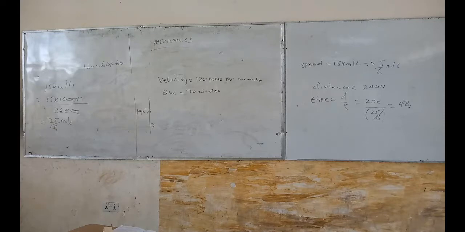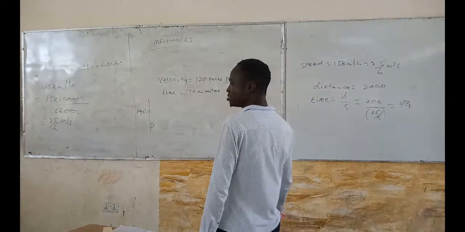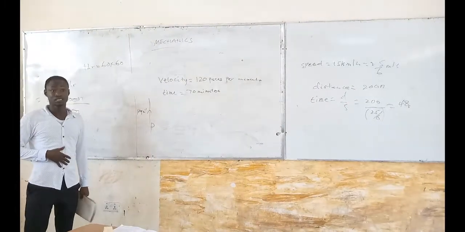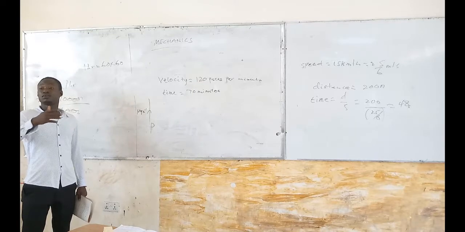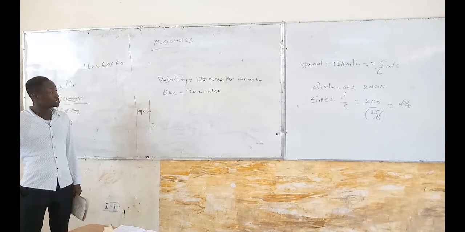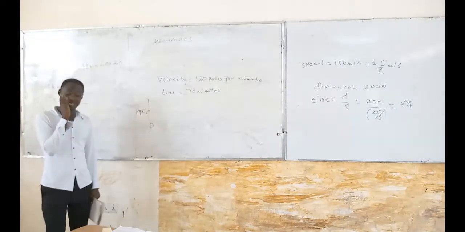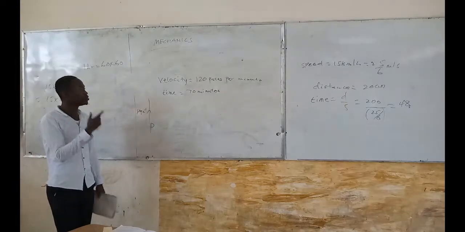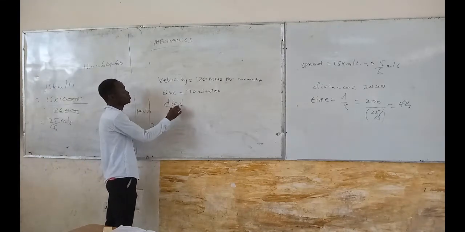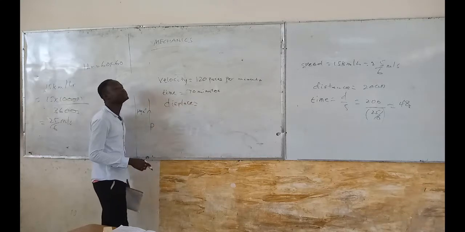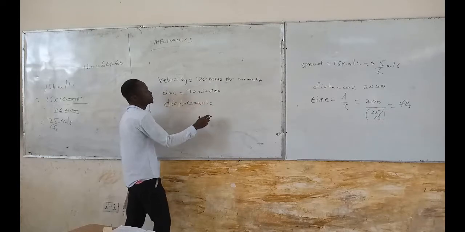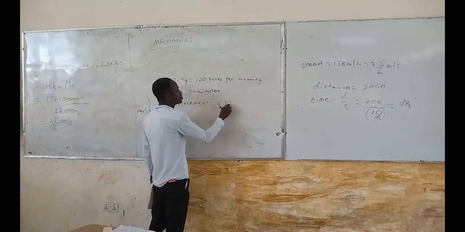All right. Okay. And then, where was the team? So it means that we want to find displacement. If you find it difficult to identify that the problem is requiring you to find displacement, then no problem. When you have velocity and time, you can find displacement. And displacement will be velocity times time.